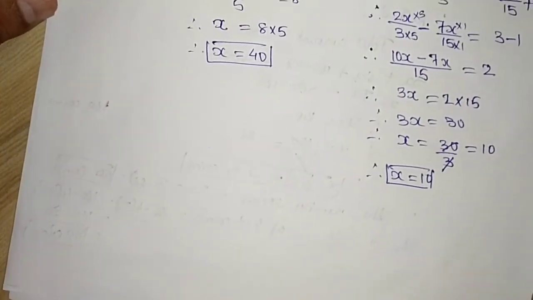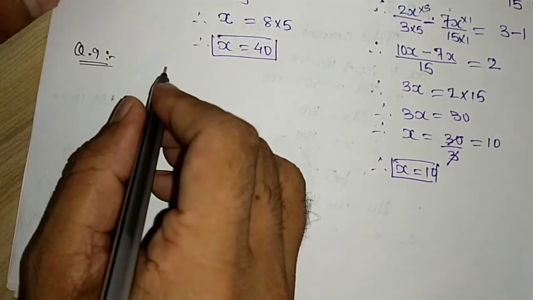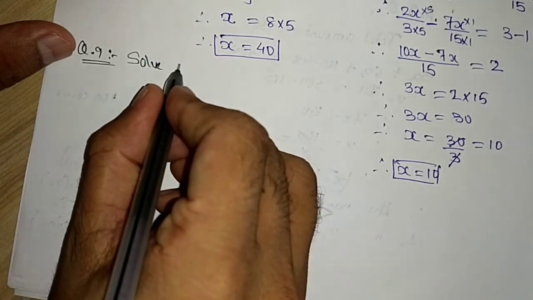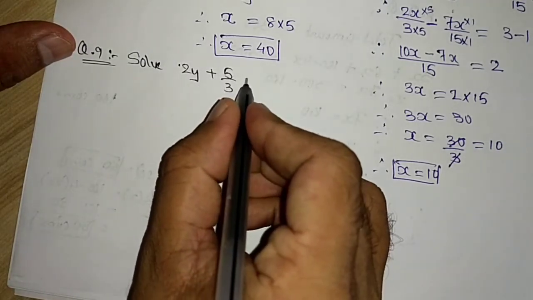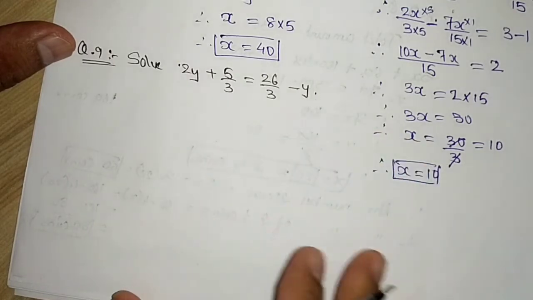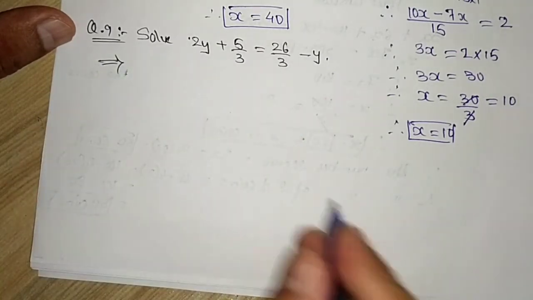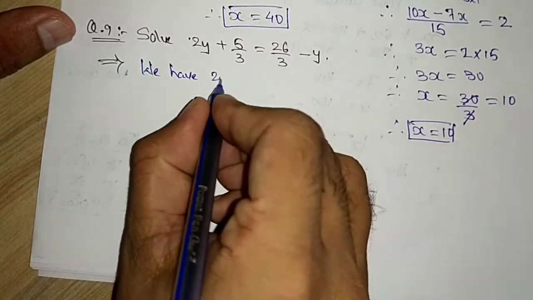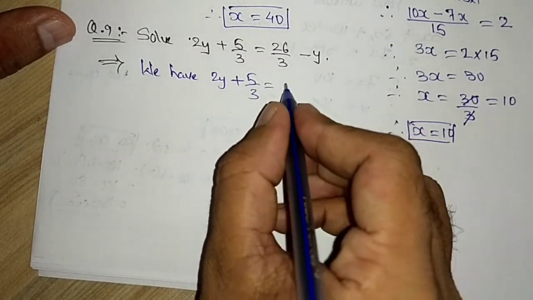Now question number 9. Question number 9 says: solve 2y plus 5 divided by 3 is equal to 26 divided by 3 minus y. Again the same procedure which we have taken in the previous question. We will take the variable to the LHS and the constant term to the RHS.